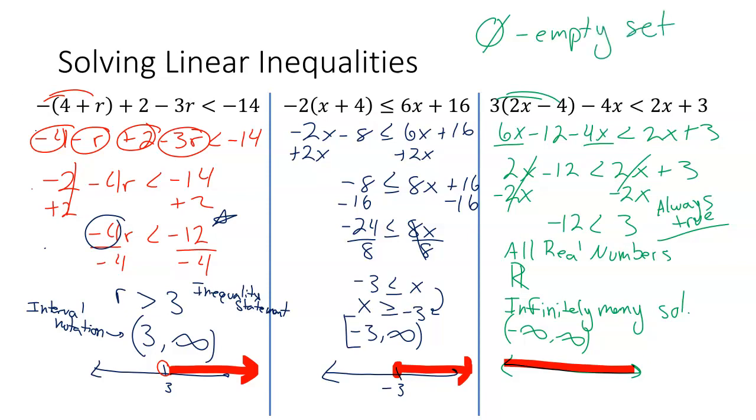Instead of having negative infinity to infinity, we would use the empty set symbol. Okay? We would use our empty set symbol. We would say we have no solutions. It's an empty set, and it would just be a blank number line with nothing shaded in, nothing on it. Okay? Those are special cases for inequalities.